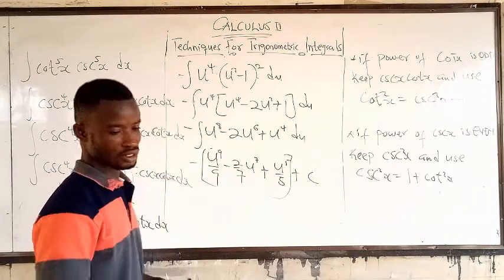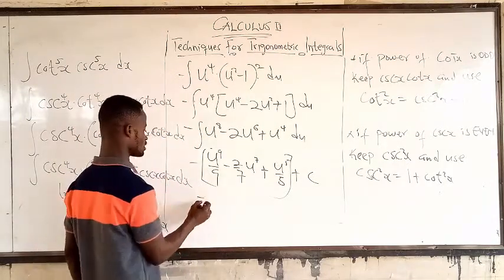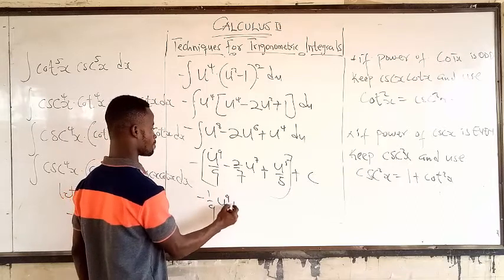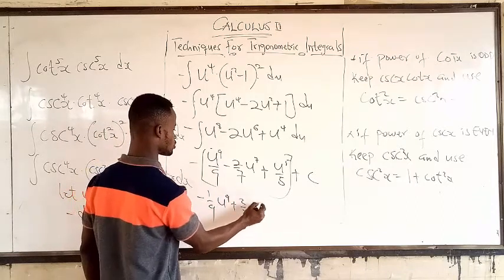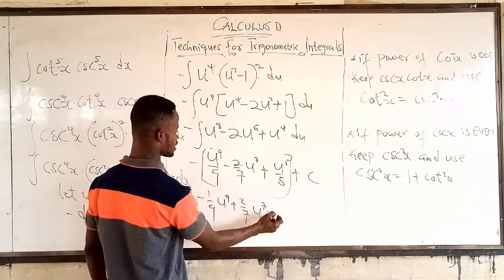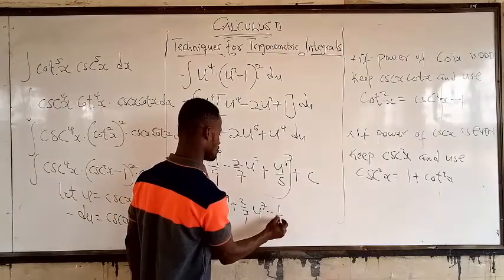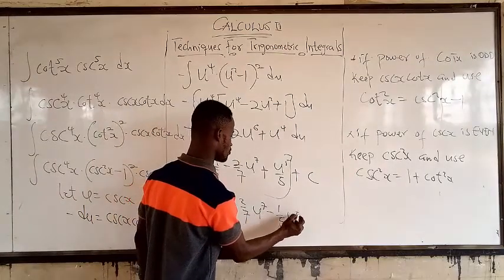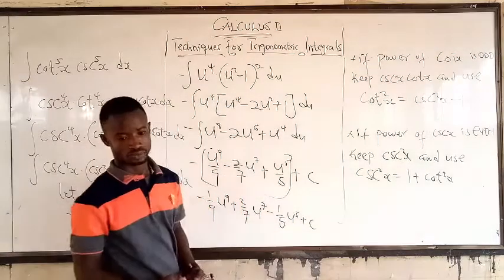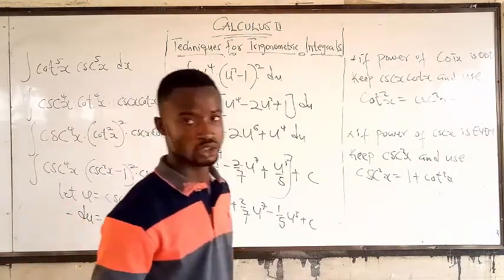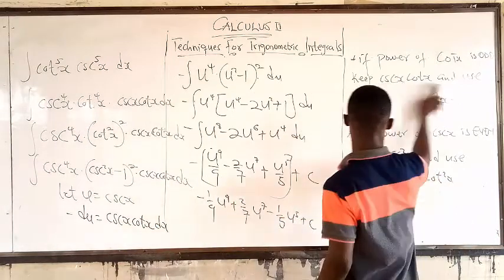Alright. So finally we get negative 1 over 9 u raised to the power 9 plus 2 over 7 u raised to the power 7 minus 1 over 5 u raised to the power 5 plus c. But u is equal to cosec x.